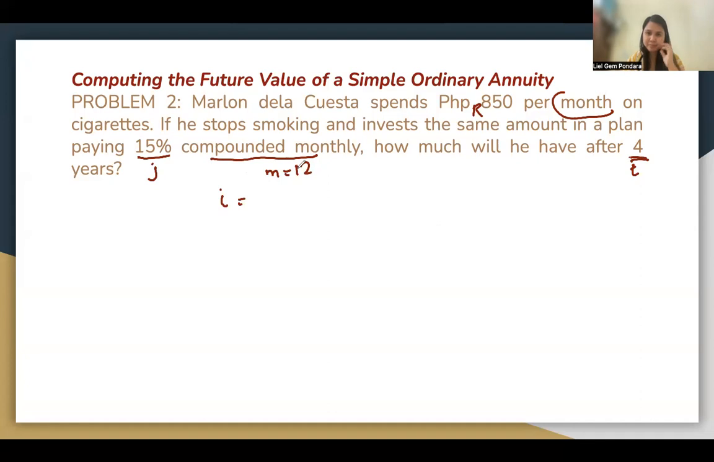So what will be our periodic interest rate? What's our I? 0.0125. Okay, 0.15 divided by 12. So 0.0125. Very good. Next, what will be our N? The total number of payments. What's our N? 48, ma'am. Very good. That's 4 times 12.